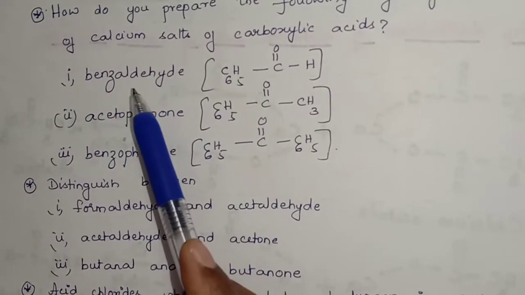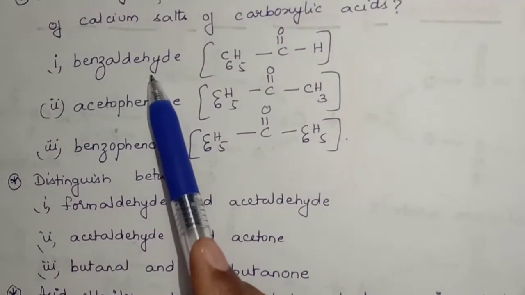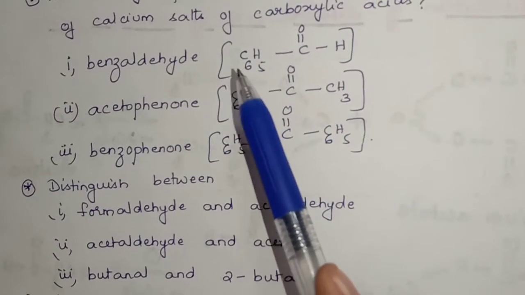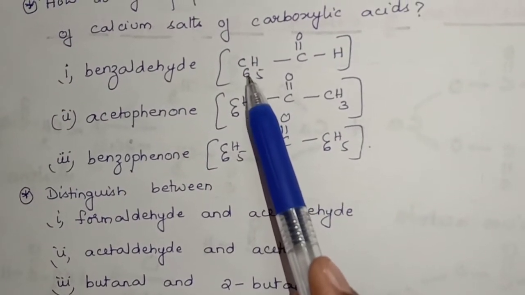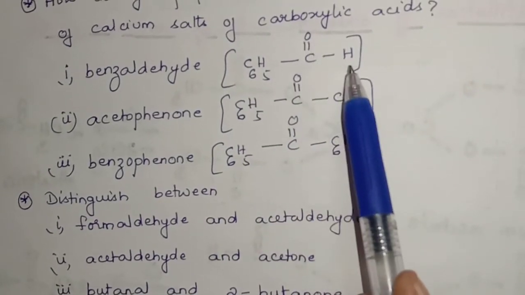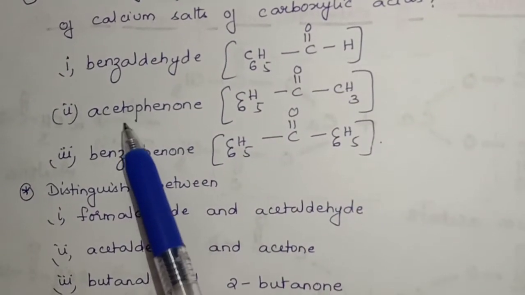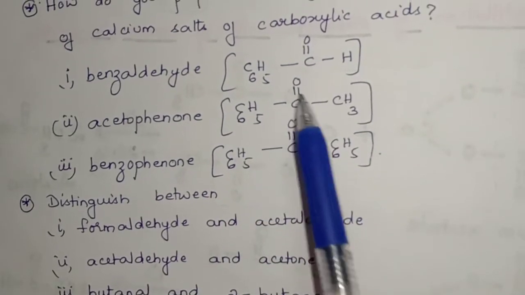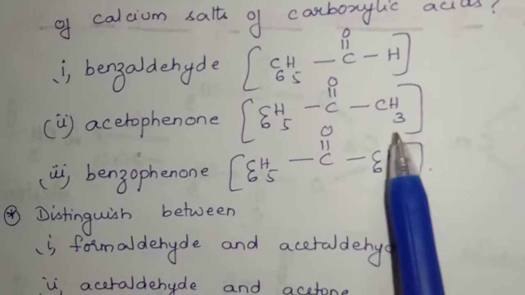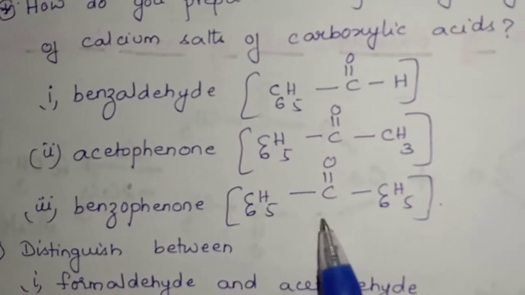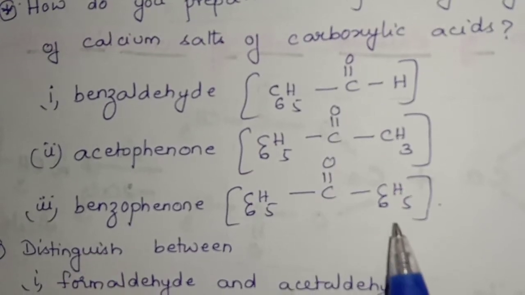The first compound, benzaldehyde. In order to make it easy, I have given the formula also here. Benzaldehyde is C6H5 C double bond O H. Next, second compound, acetophenone, C6H5 C double bond O CH3. Next, third one, benzophenone, C6H5 C double bond O C6H5.